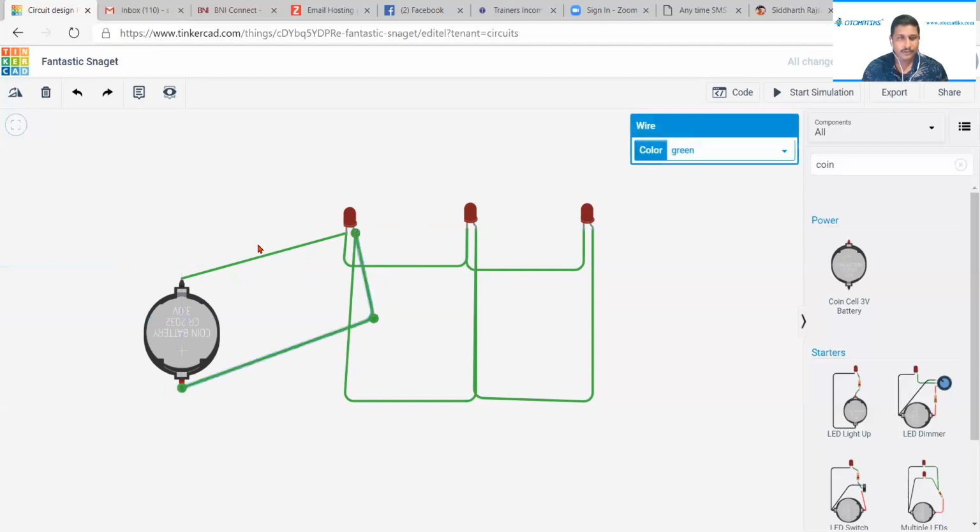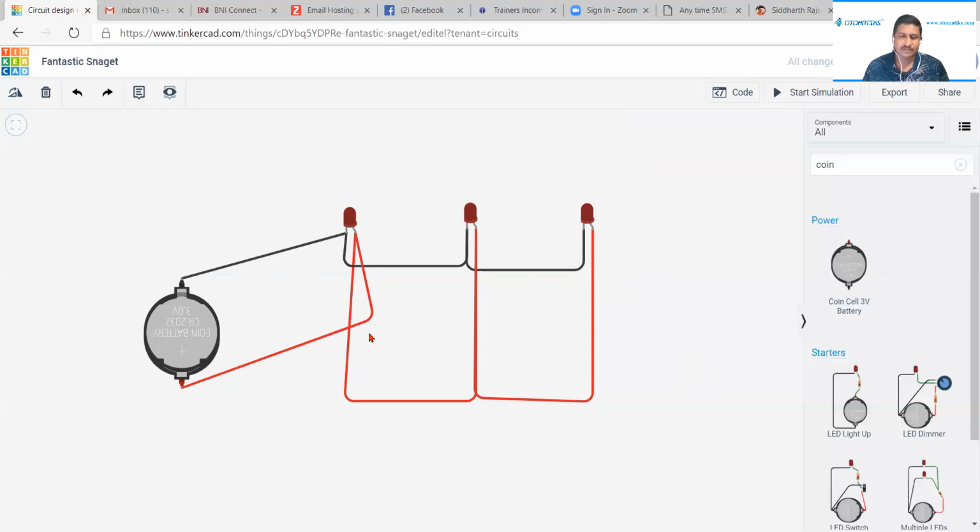For your better understanding, I'm going to change the colors of the positives to red, and again this is red, and again this is red. Now we are clear, and this will be black, and this is going to be black. Okay, so hope you understood how to make a connection using LEDs, right?